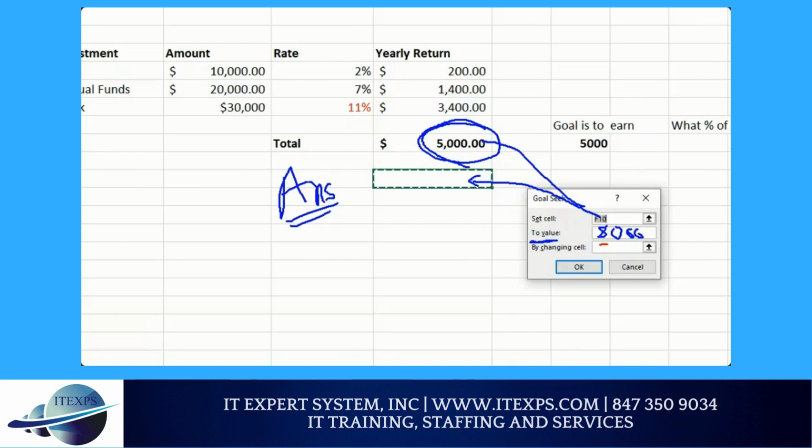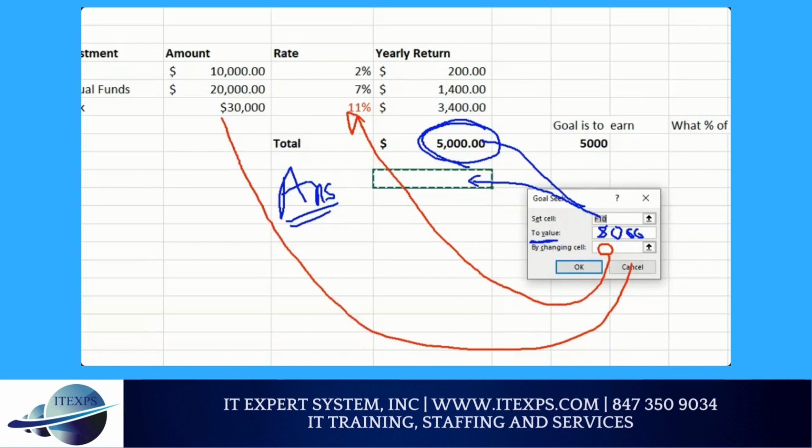So for example, I want to change the interest rate. What interest rate I need, or return I need, or what amount I need, or anything you want to know about, that is the change cell. So let's repeat again. Let me cancel.